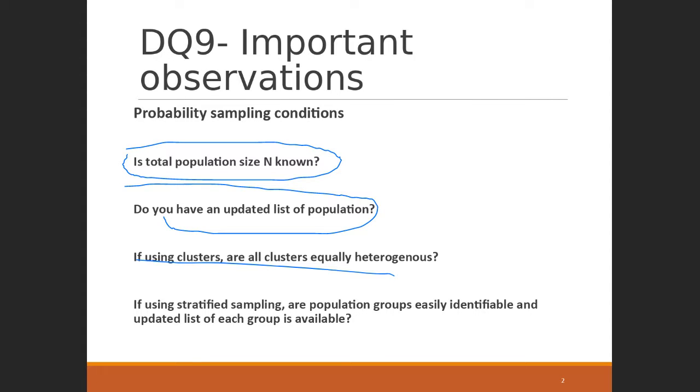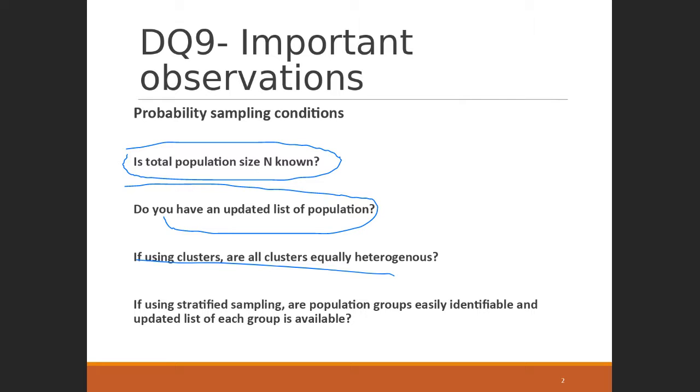The second question is: do you have an updated list of the population? Because probability sampling methods choose subjects on the basis of chance, there needs to be an updated list of the population, so you can draw sample subjects from it either randomly through random number generators or systematically. For any probability sampling method, you need an updated list of the complete population. All elements of the population should be in that list. So if you don't have that updated list, you should not be using a probability sampling method.